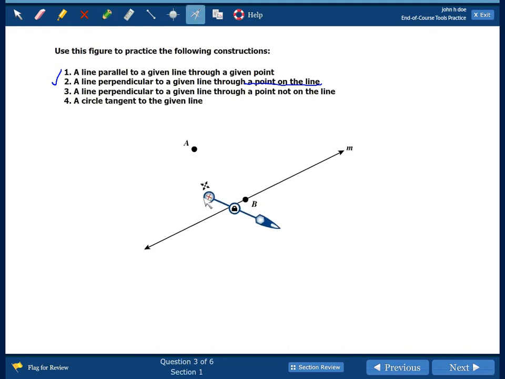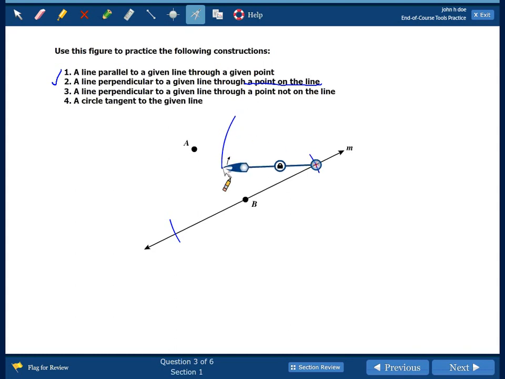The first step here is I put my compass on point B. I need to have two segments that are equidistant from point B. So there's one and there's two. Then all I need to do is create perpendicular bisectors from those two points. So what I'm going to do is extend it past halfway, so I have to extend it a little bit.